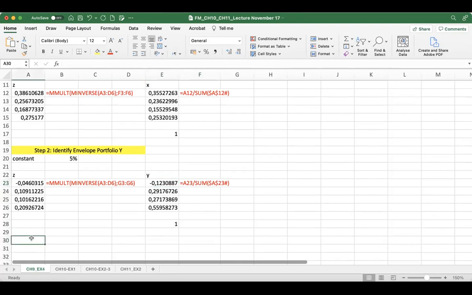Now step 3, once I've identified x and y, now we have to compute the mean, the variance, the standard deviation, and the covariance between these two portfolios. Mean, standard deviation, covariance of x and y.